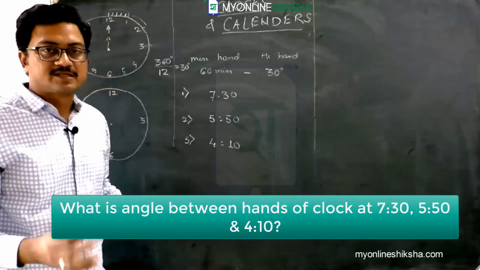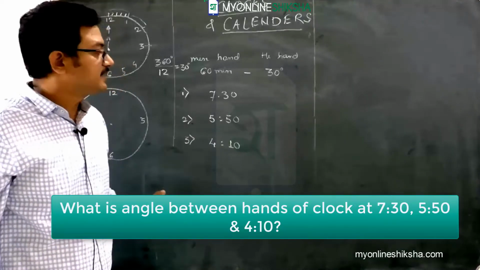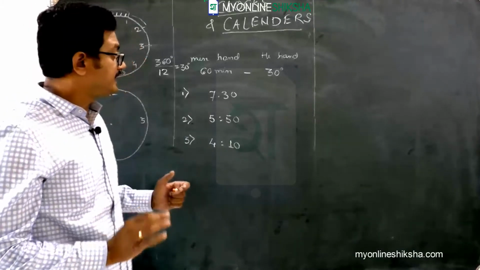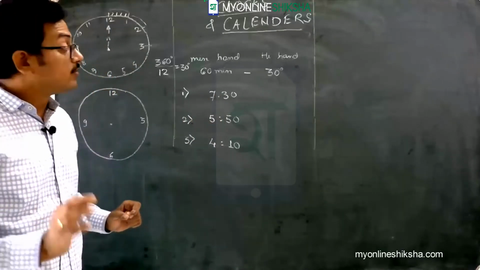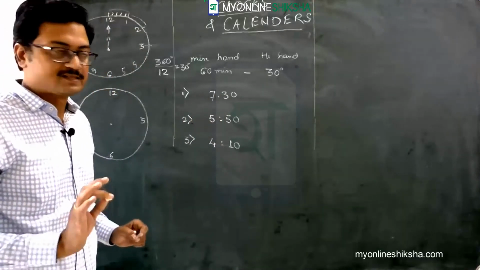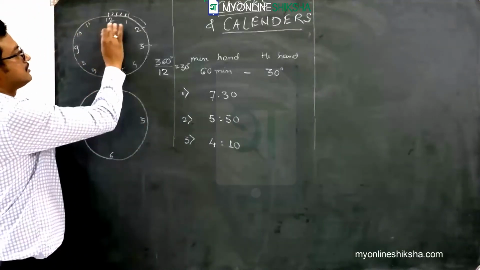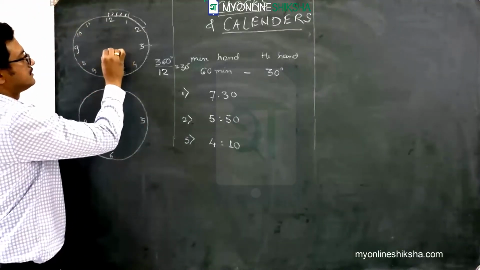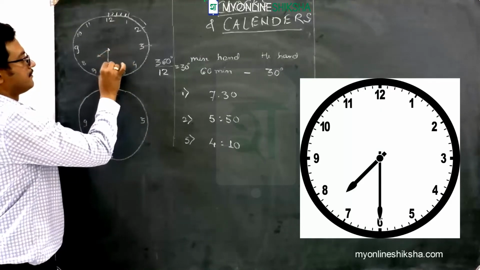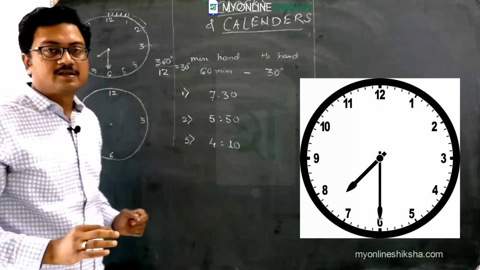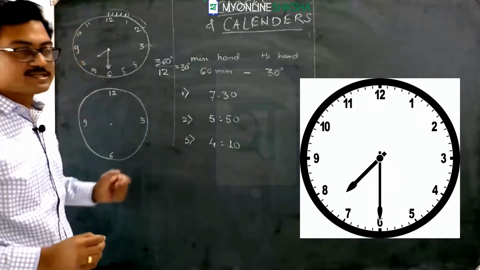Now whenever you are asked such a question on clocks, the first and foremost thing you need to understand is that you need to draw a rough sketch of this if you want to get this answer within seconds. Rough sketch of 7:30 will be something like this. Now I need to get this angle. What is the angle between the hands of the clock at 7:30?